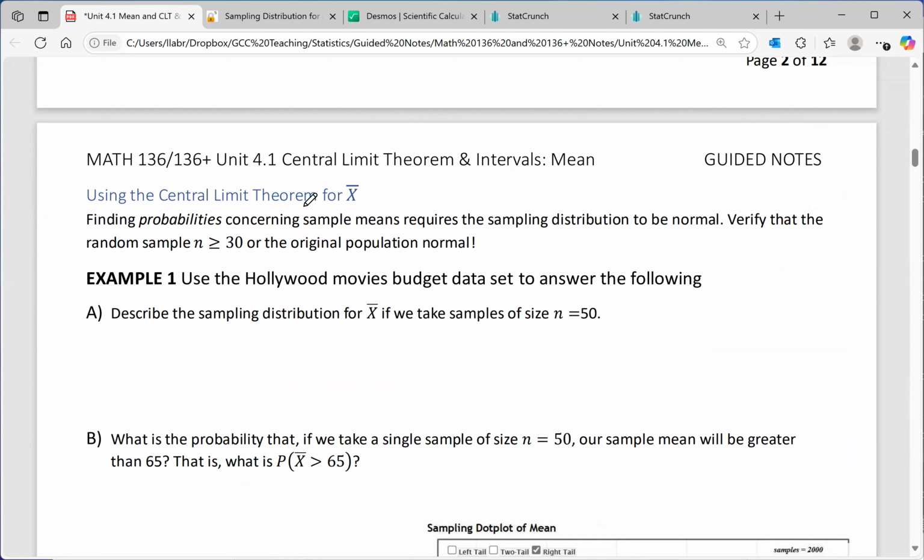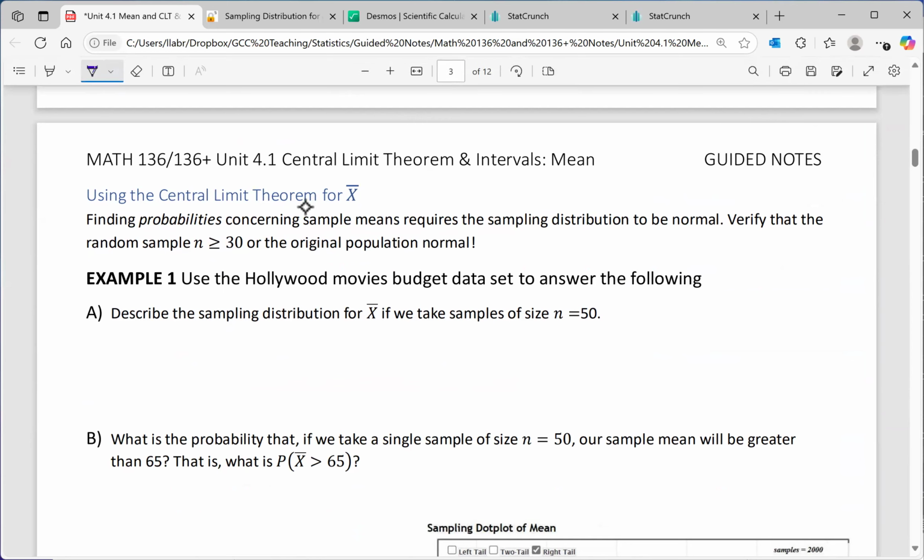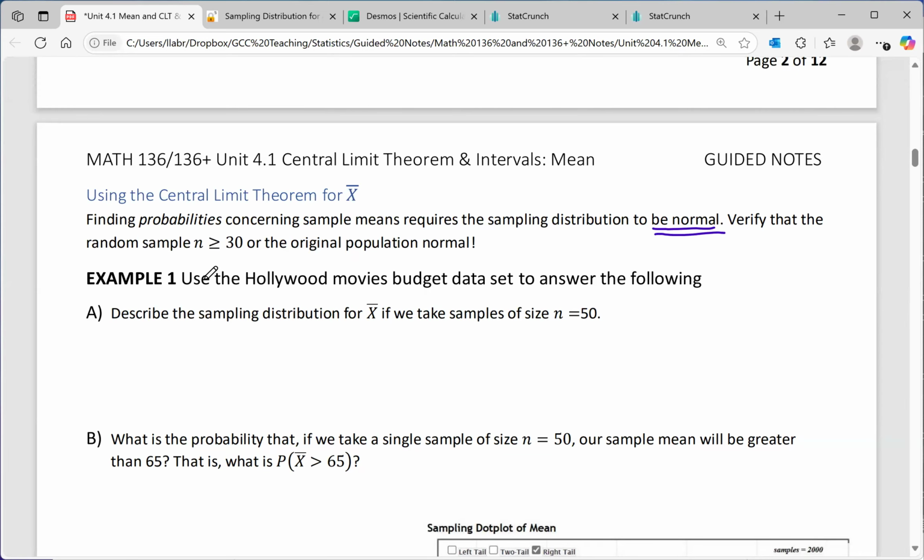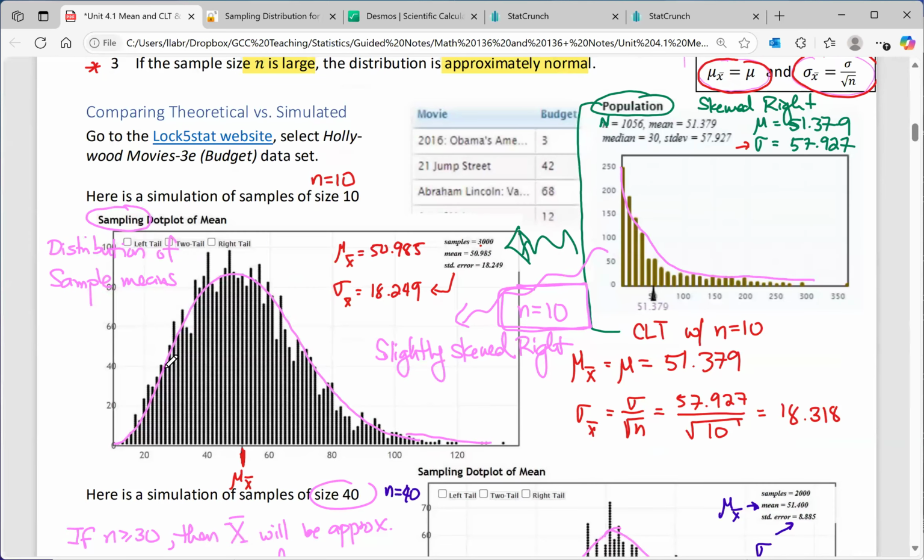So make sure that whenever you see the words find probabilities and you're talking about the sample mean, you need to know the distribution of the sampling distribution. So it has to be normal. Otherwise, you're not going to be able to find probabilities. For example, when I took samples of size 10, the shape is slightly skewed right. So it's not exactly normal. So we want to be careful.